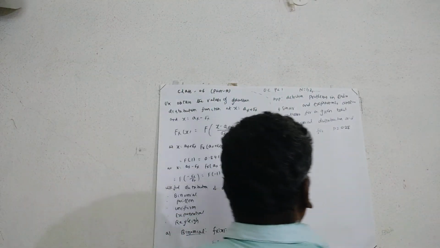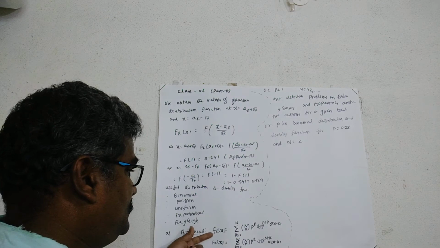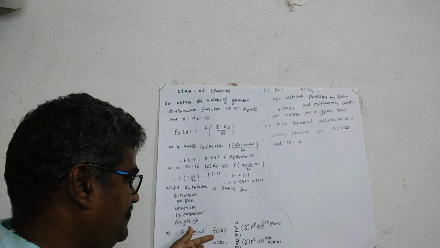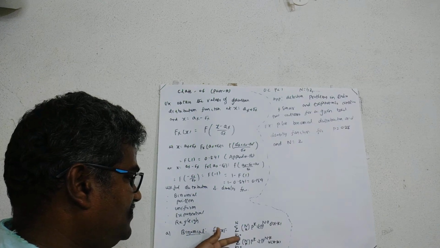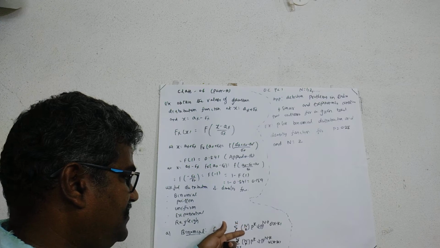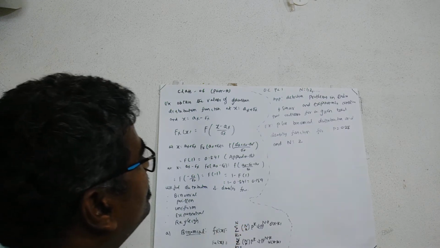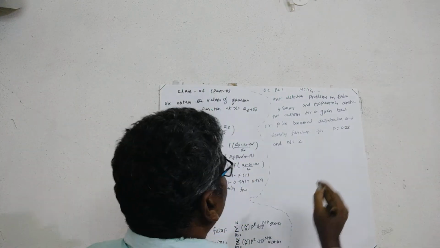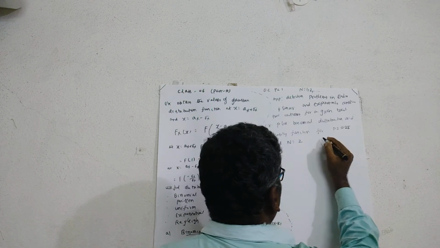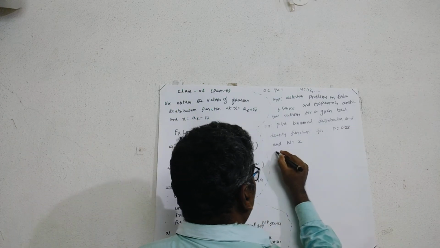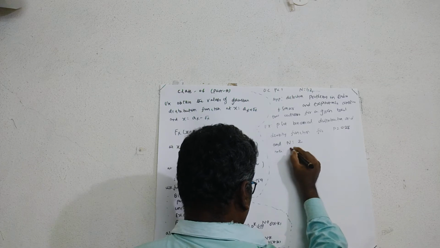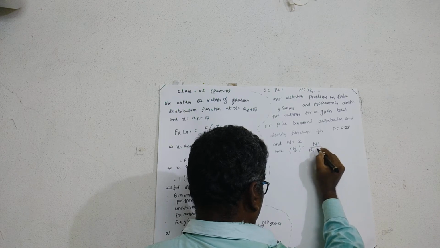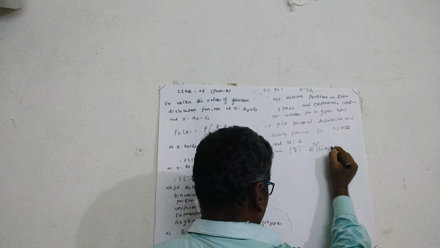Let me write this first equation, Fx of x. It is already written here, so I need not repeat. Fx of x is equal to the summation over k from 0 to n of nCk. Note that nCk stands for the binomial coefficient: nCk is equal to n factorial divided by k factorial into n minus k factorial.